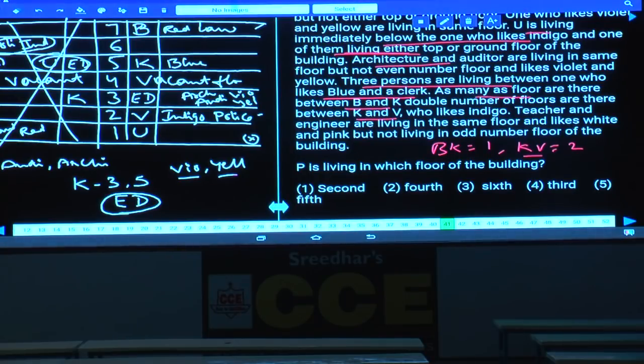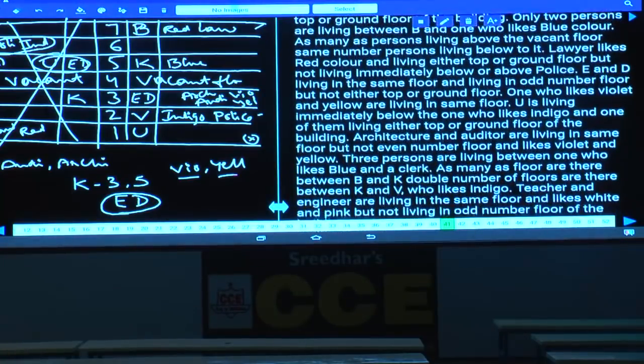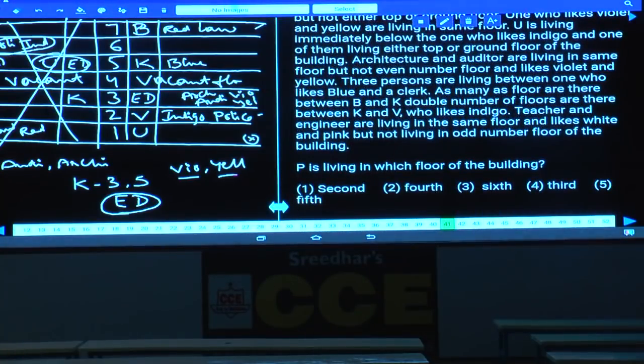2 floors. Now, the first information is that only 2 persons are living between B and blue color. B and blue, 2 persons means 2 persons must be on floor number 6. Then who are those 2 persons here? P and X. V, B, U, P and X. P and X are the persons at this place. All the remaining persons were completed or not? 1, 2, 3, 4, 5, 6, 7, 8 persons.